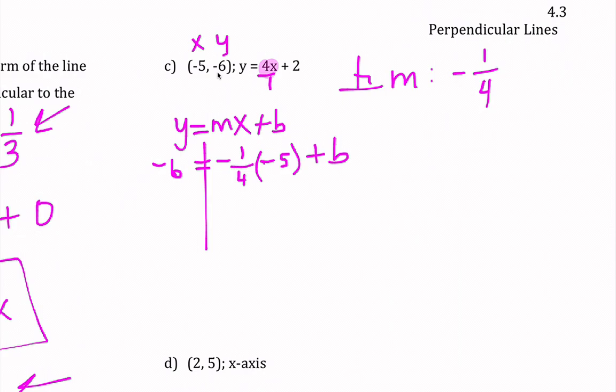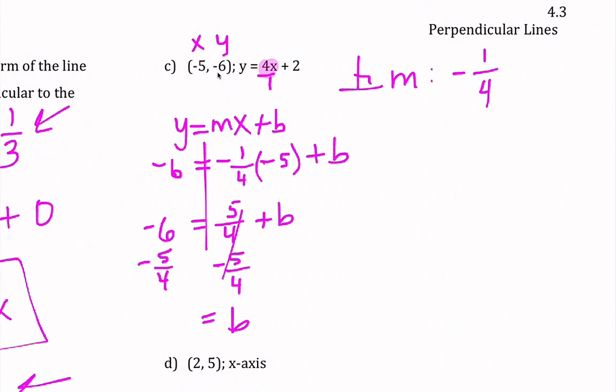Okay, so now let's multiply. Negative 1/4 times a negative 5 is going to give me a positive 5 over 4. My plus b drops down. My negative 6 drops down. Okay, so now I have to get rid of that 5 over 4. So it's a positive 5 over 4, so I'm going to take away 5 over 4. So these cancel, so b drops down.